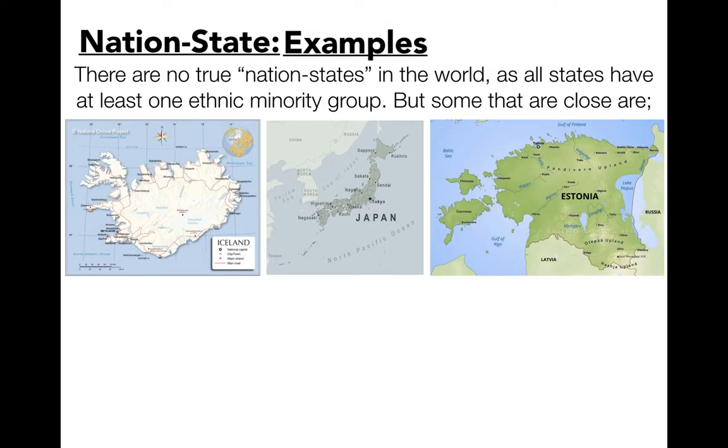Some examples. While there are no true nation states in the world, all states have at least one ethnic minority group, but there are some states that are very close with almost a full nation of people within their borders who correspond with a shared identity. So an example would be Iceland. Another example is Japan, and finally Estonia. All of those are pretty ethnically homogeneous places that correspond pretty closely to the nation-state ideal.